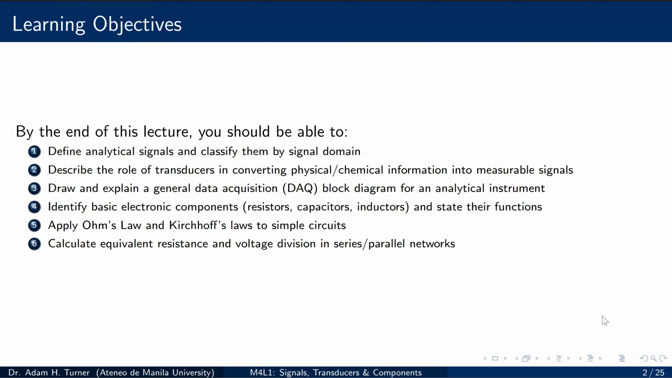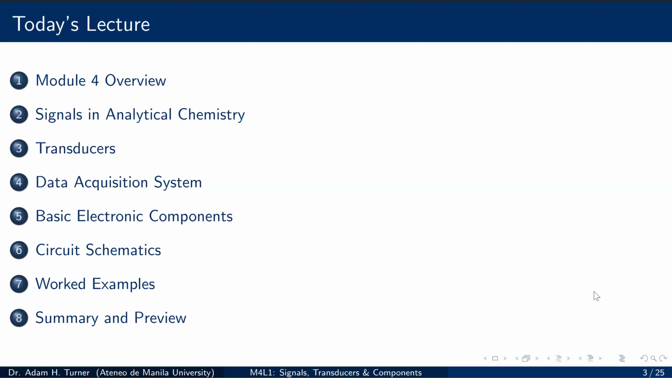So by the end of this, we'll have completed these learning objectives. We'll be able to look at the bigger picture idea of what things might be. We'll be looking at some componentry, some of the laws that are important, and we'll be doing some actual calculations. So we'll look at an overview of the module, the signals in analytical chemistry, transducers and so on, all the way through to our usual worked examples, the way that we always finish off our lectures.